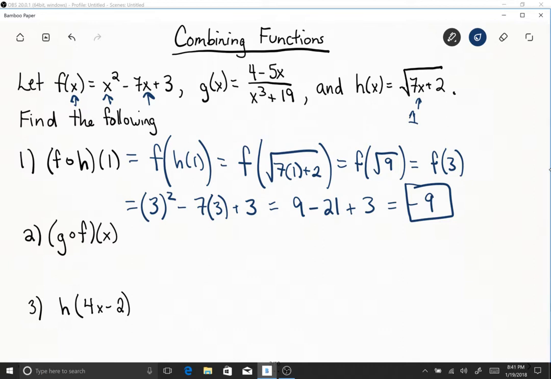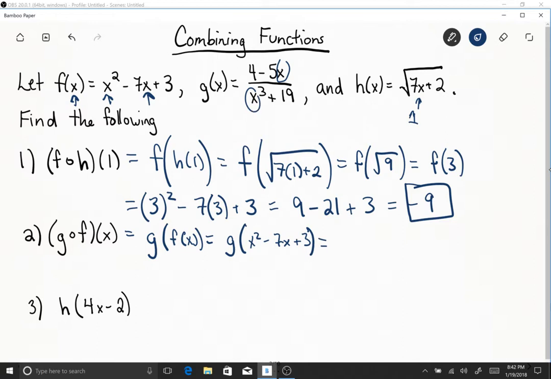Okay, we can do a similar thing in terms of g composed with f of x. There's a couple different ways to do this if you want. So g composed with f of x. Now we have an x in there. So that means g of, well, what's f of x? That's just x squared minus 7x plus 3. So what the heck does that mean? Well, it means when we go to the g of x function, wherever you see those two x's, you're going to replace it with this whole function.